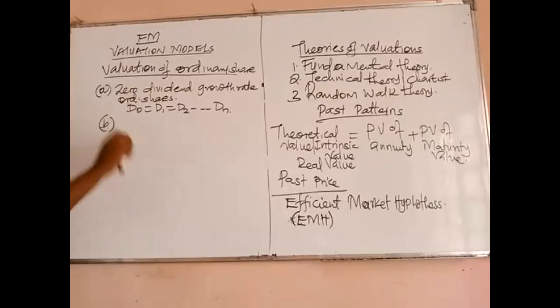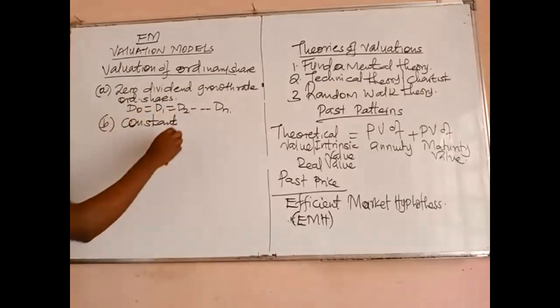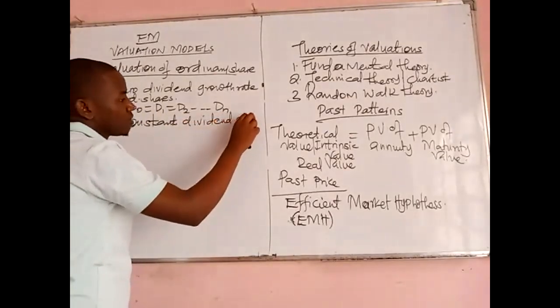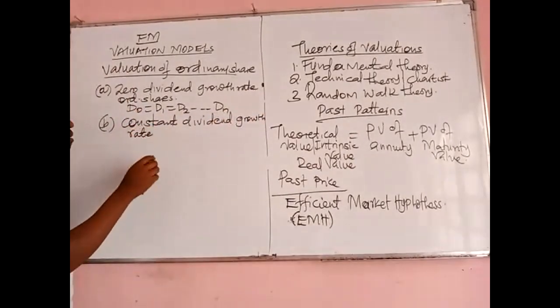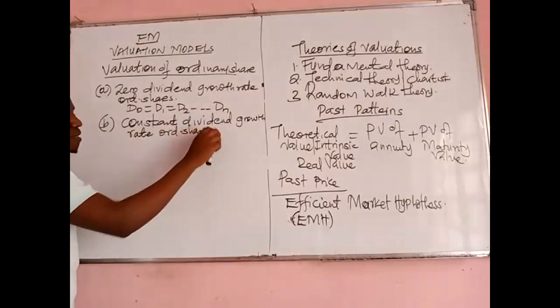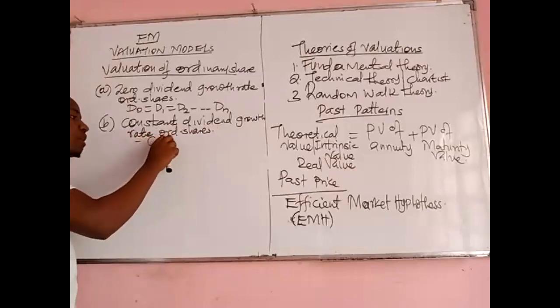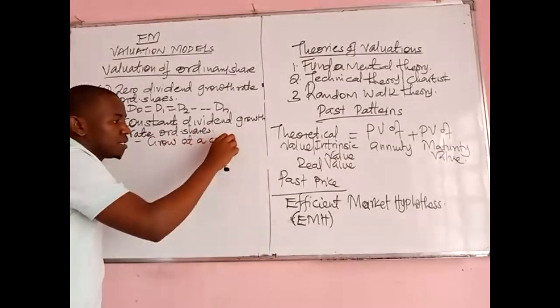B, constant dividend growth rate ordinary shares. These are now the dividends that grow at a constant rate, a constant growth rate.